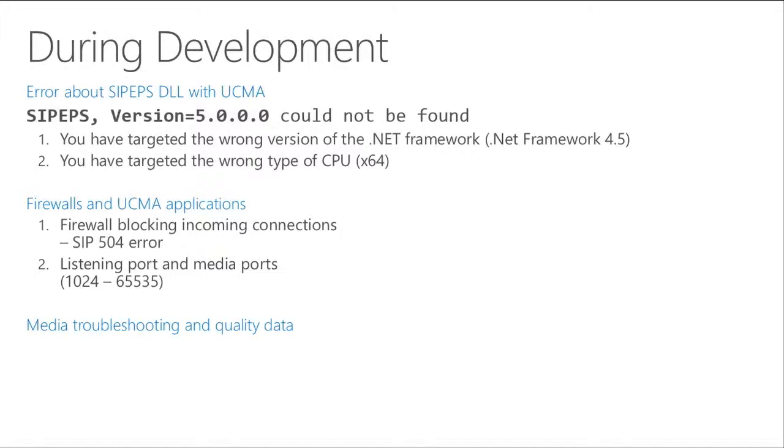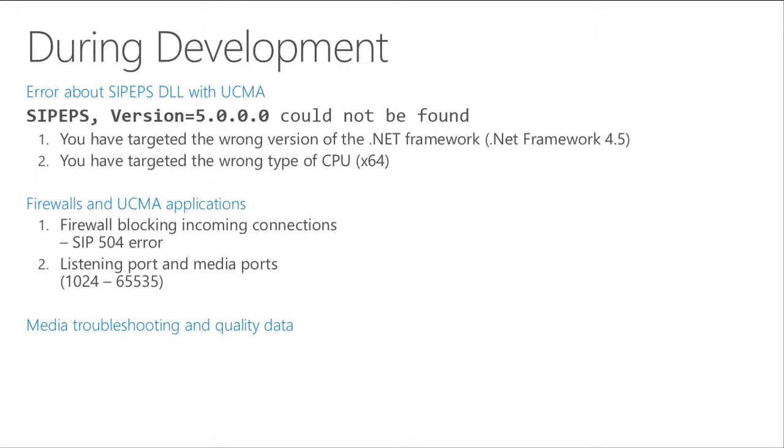So one is, hey, I cannot load the SIP EPS DLL. The first thing you want to check is you are using .NET version 4.5. The second thing is you need to make sure you change your application settings to 64-bit. Then it will magically go away.